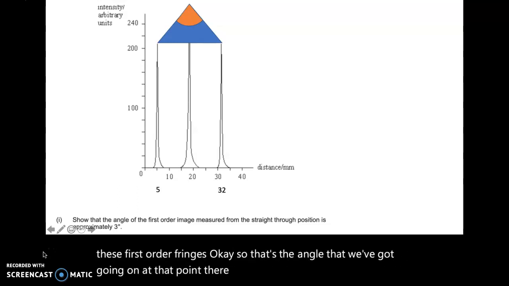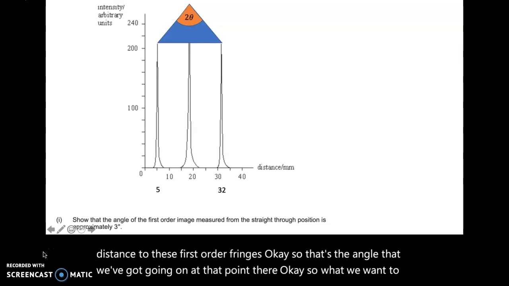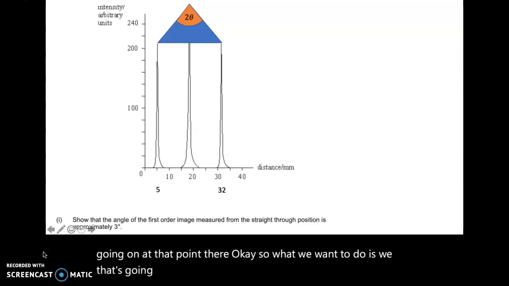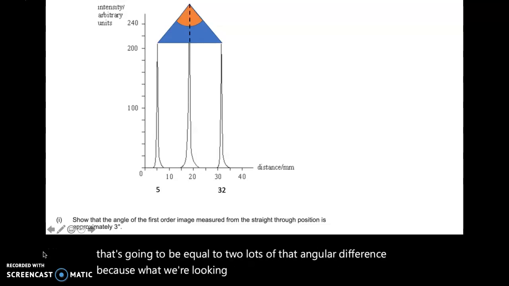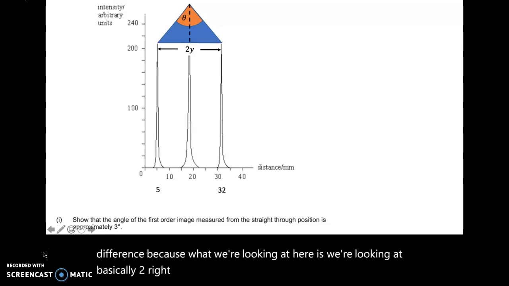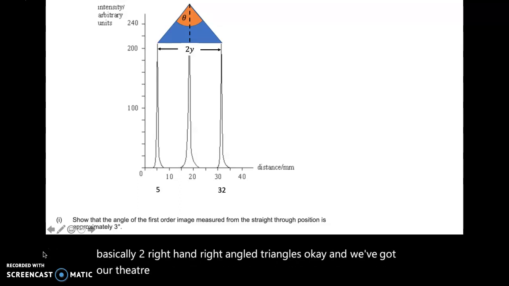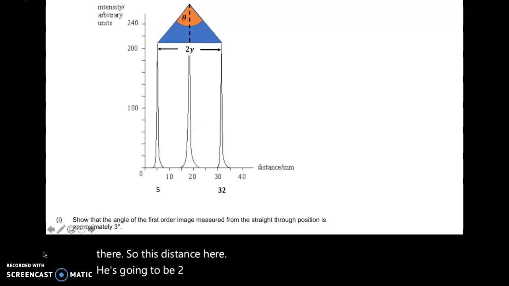Okay, so what we want to do is that's going to be equal to 2 lots of that angular difference, because what we're looking at here is basically 2 right angle triangles. Okay, and we've got our theta there. So this distance here is going to be 2y. So the distance between here and here is going to be y.